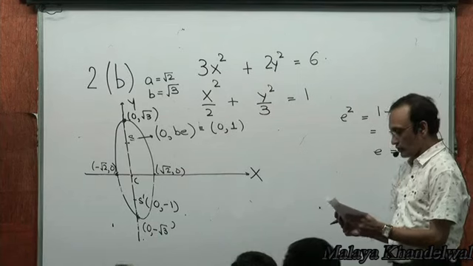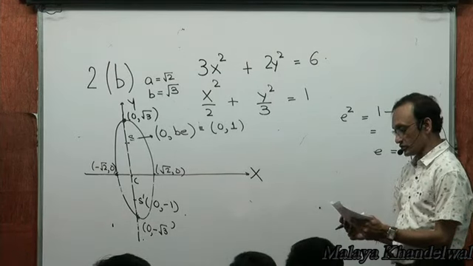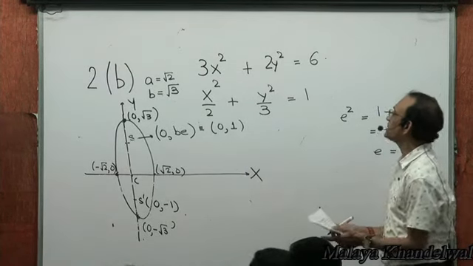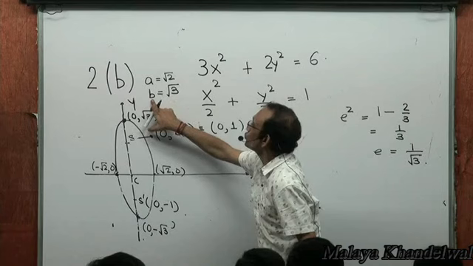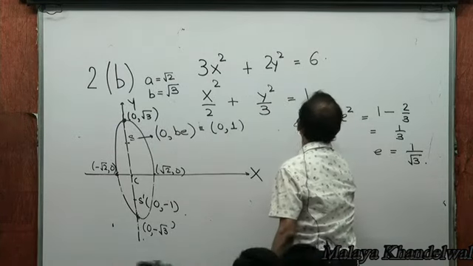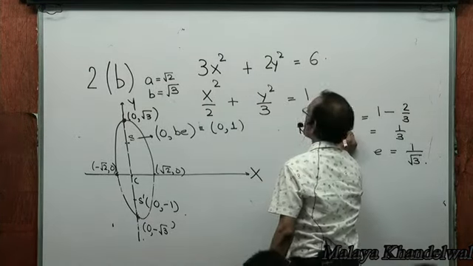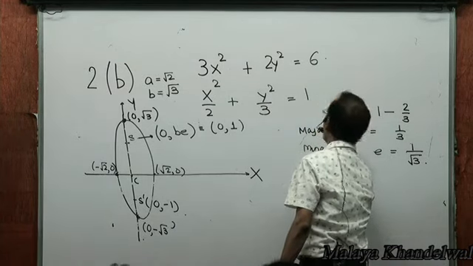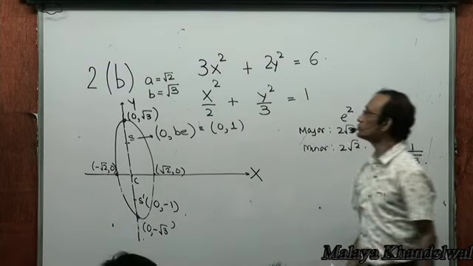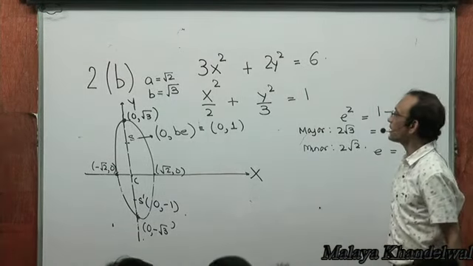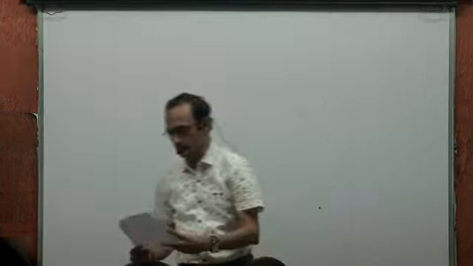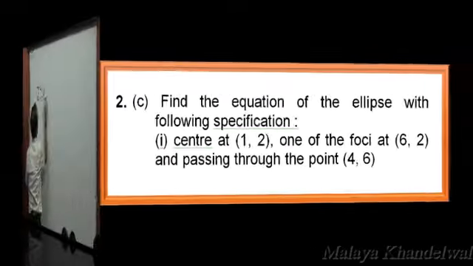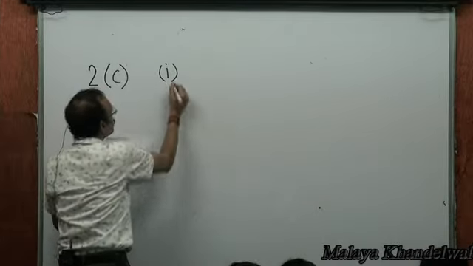What else do we need to find? We have found the foci, vertices, and eccentricity of the ellipse. The major and minor axis, the lengths. The major axis would be 2b in this case, 2 root 3. The minor axis would be of length 2a, 2 root 2 in this case. Yes or no? These would be the major and minor axis of this. Clear? No issues with part 1. Now part 2c.